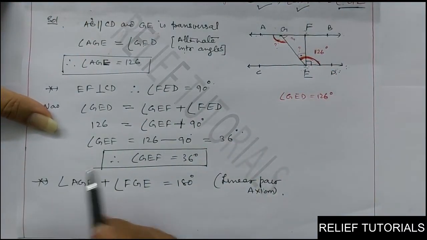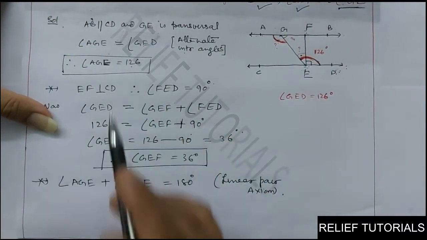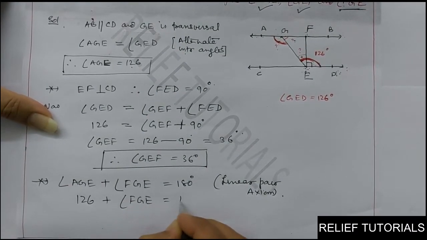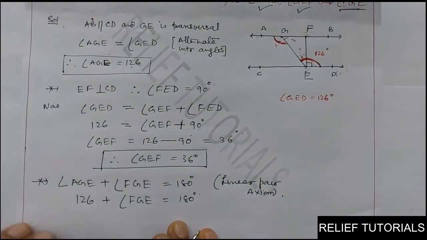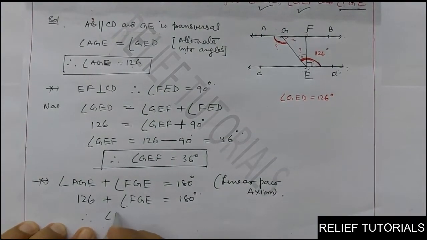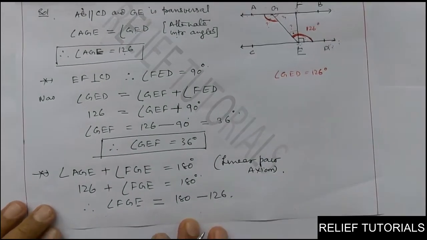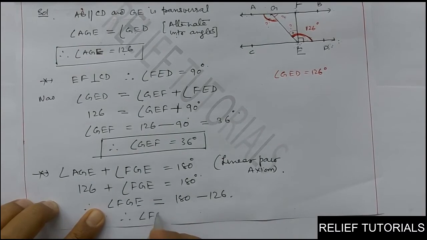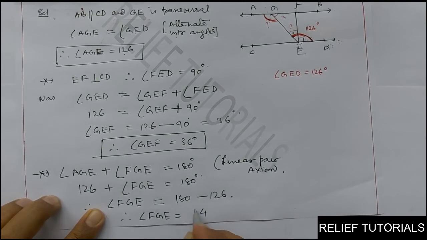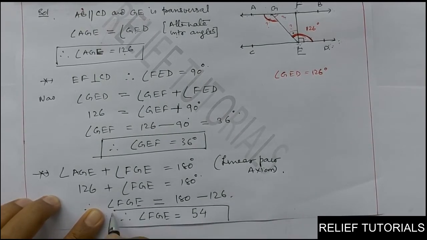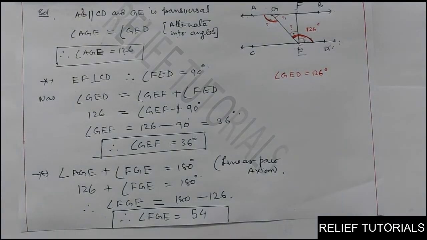Clear? So now AGE, we know it is 126. So 126 plus angle FGE is equal to 180 degree. So therefore angle FGE is equal to 180 minus 126, that is 54. So we got FGE. Have you got it, friends?